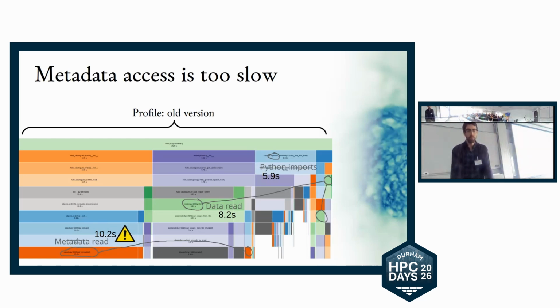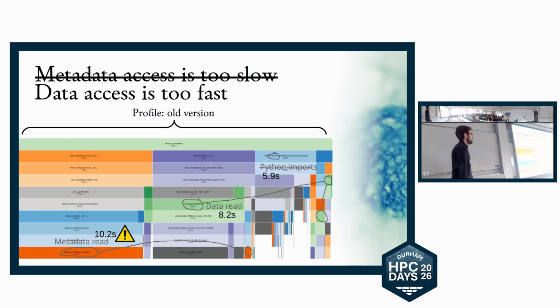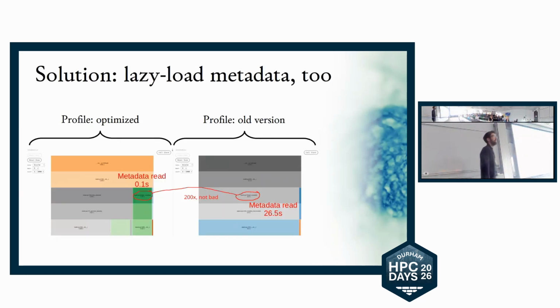One way to look at this is that we're victims of our own success, and the solution is simple, right? Data access is too fast, we just need to make this slower. No. The solution is actually to lazy load the metadata too. Once you have enough metadata, it can be your bottleneck, which is a weird place to be. But this was a very easy win. A couple of lines of code later, our metadata read is a cache file, a bit longer, 26 seconds down to 0.1 seconds, which is much more reasonable.